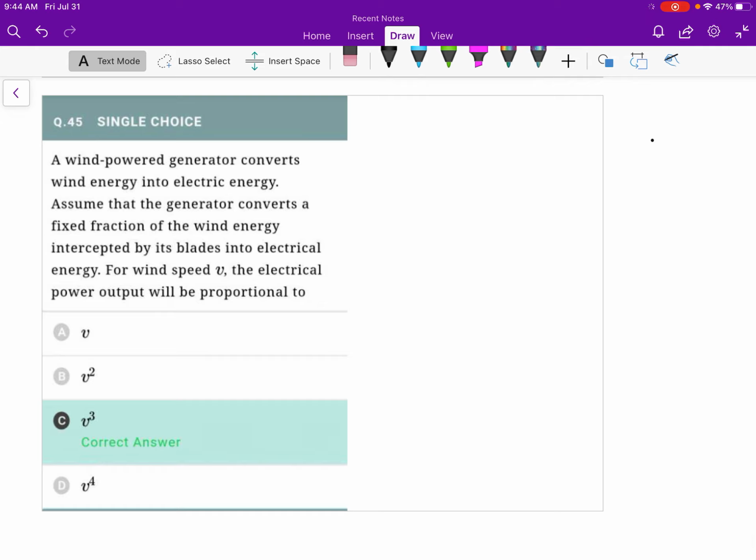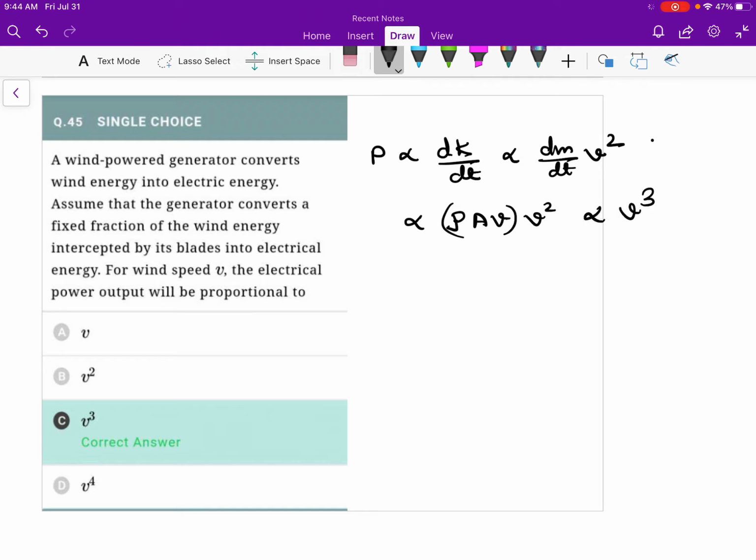Wind power generator and the electrical power output. So this question has come in IIT. Electrical power output P is proportional to kinetic energy intercepted per second by the blades. And kinetic energy intercepted per second by the blades is proportional to dm by dt into v square. Now dm by dt, the mass flow rate, is rho into area into v, so it is proportional to v to the power 3. So the correct answer is v to the power 3. So C is the correct option. So whichever new concepts there are, learn them well.